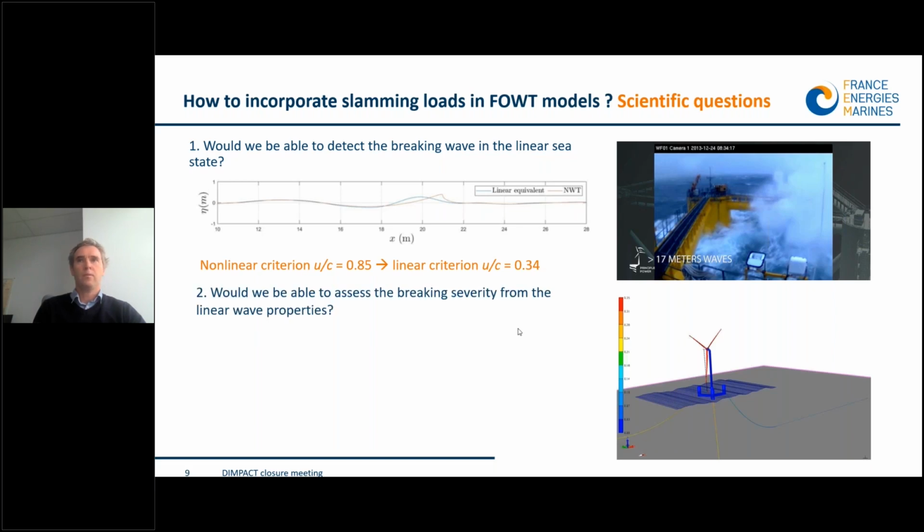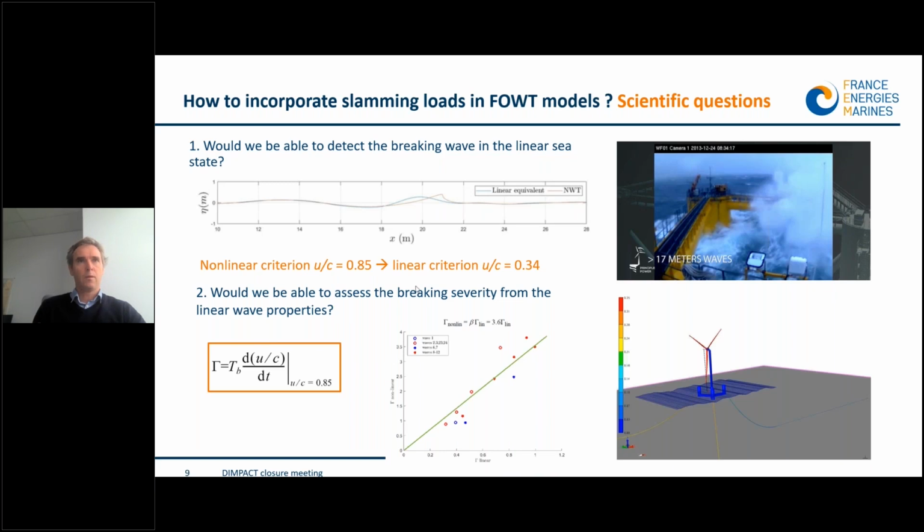The next question that is very fundamental for this project is: can we assess the breaking severity from the linear wave properties? Meaning, can we assess the magnitude of the load that would be induced by a breaking wave just knowing the properties of these linear waves? For this, we use a parameter called the gamma parameter, derived by Derecki et al. 2018, that was shown to relate to the breaking wave dissipation and therefore to the breaking wave severity.